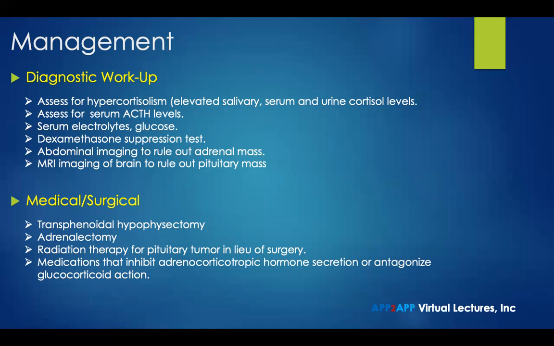In those patients found to have pituitary neoplasia, transsphenoidal hypophysectomy may be in order. Those individuals found to have any type of adrenal mass will undergo an adrenalectomy. In those patients who transsphenoidal hypophysectomy is not appropriate, they may undergo radiation therapy in lieu of surgery. And they are usually placed on medications that will inhibit the adrenocorticotropic hormone secretion or antagonize glucocorticoid action.